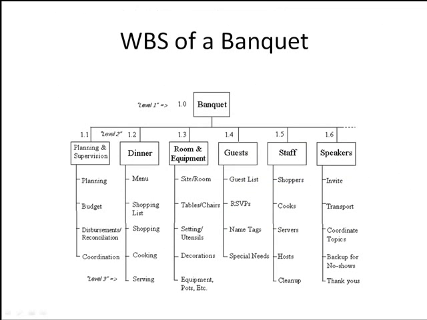In this case, it's a work breakdown structure of organizing a banquet. You notice banquet is at level 1, the very top. And then at the second level, there's, in this case, 6 major areas of work: planning and supervision, the dinner itself, room and equipment, guests, staff, speakers, and they're labeled 1.1 through 1.6. And then there's areas of work underneath each one of those, and within each one of those, there could be different tasks also. So this is another top-down example of a work breakdown structure of a banquet.